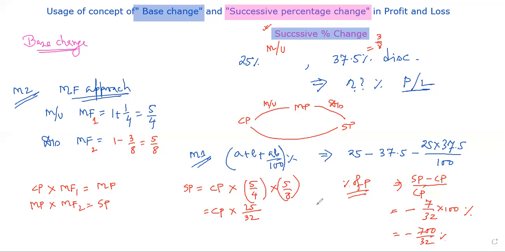Again, some other applications are present, some other ways we can calculate, like considering zero and finally calculating it. But whatever it is, successive percentage change has been applied in this scenario as two changes taken together, giving the net one. So these were successive percentage changes in profit and loss.